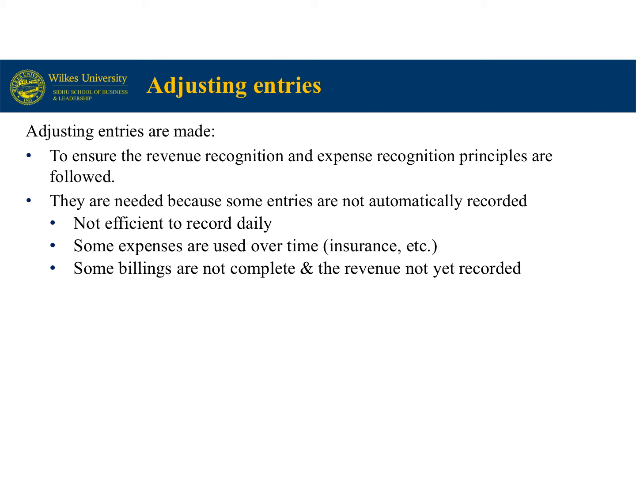Adjustments are necessary because the first pulling together of a transaction data may not contain up-to-date and complete data for several reasons. Some of those are the events may not be recorded daily because it's not efficient to do so. Some costs are not recorded during the accounting period because those costs expire with the passage of time rather than as a result of recurring daily transactions. And some items may be unrecorded.